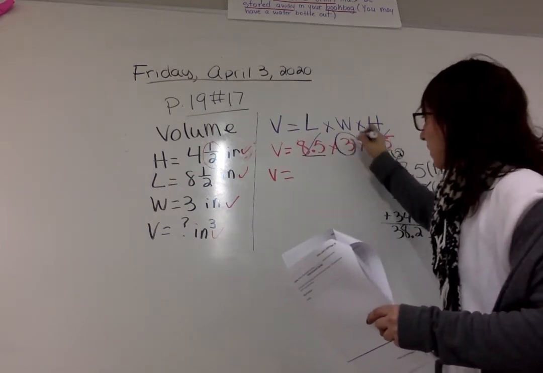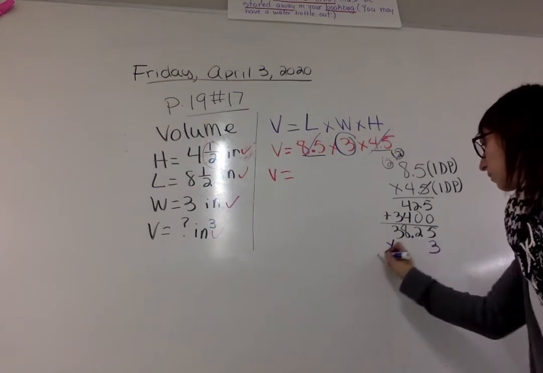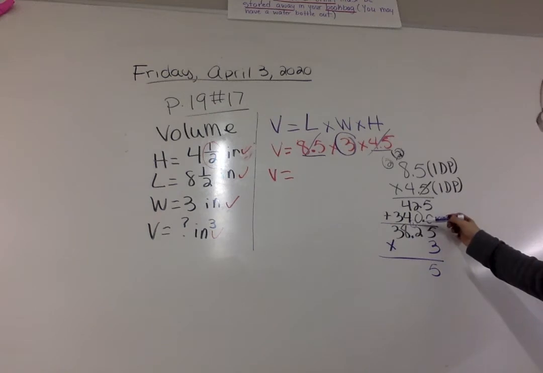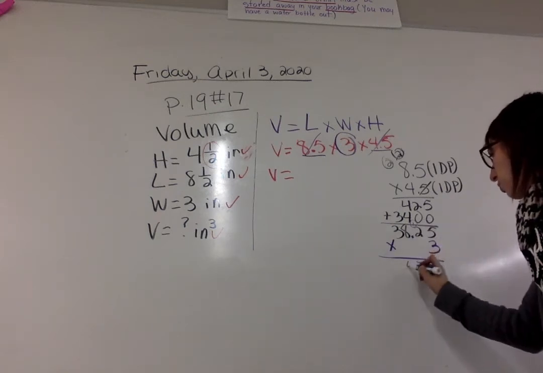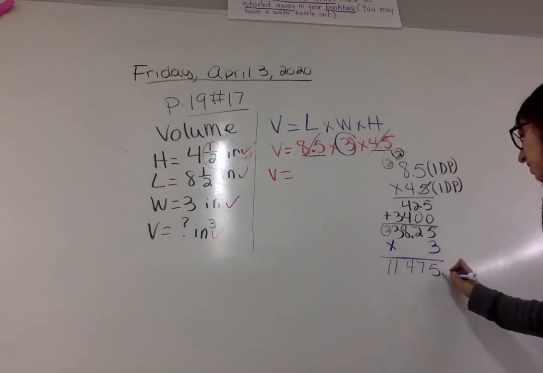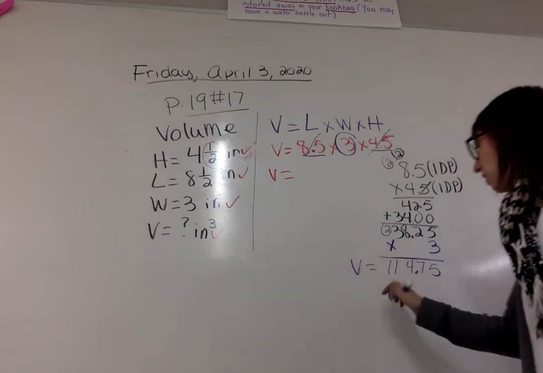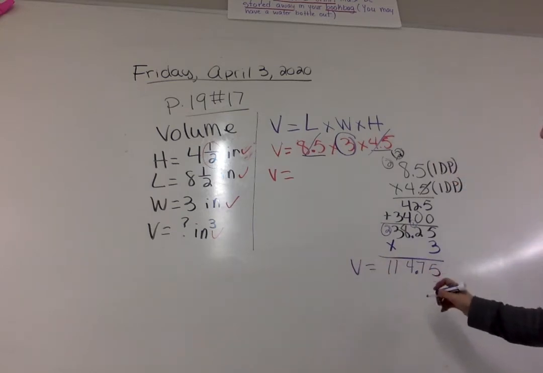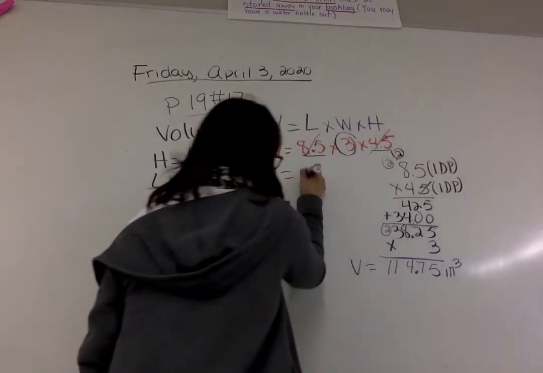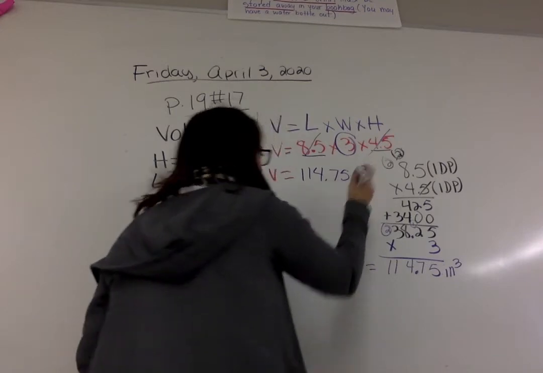Now I have to multiply 3, because there's 3 numbers, times 3. This is 15. Look at the purple marker. This is 6 plus 1 is 7. This is 24. This is 11. Now there are 2 places, decimal here, 1, 2. So the volume is equal to 114.75 inches to the 3rd power, or 114.75 inches cubed.